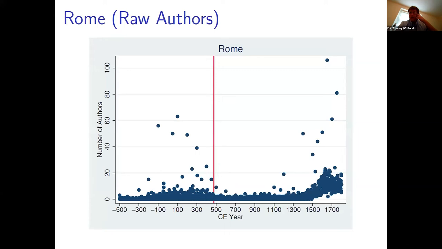So here's Rome. Here's the total number of authors dying in Rome from minus 500 till 1799. And the red line is 1476, which is the fall of the Western Roman Empire. And so here you can see that there are a lot of authors in my data set working during the Golden Age of Rome.